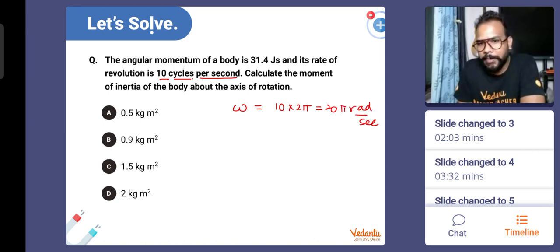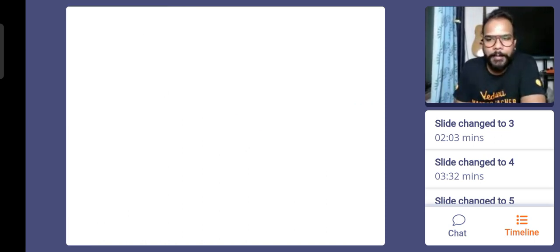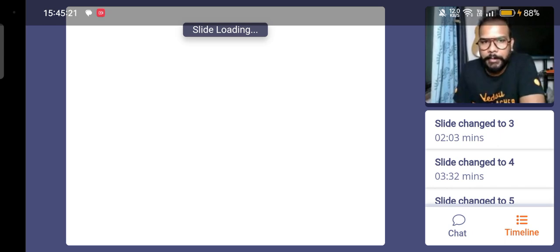Can I say 20 pi radians per second is the value of omega? You have to calculate the moment of inertia of the body about the axis of rotation. That means L equals I omega. It is cycles per second, that means number of rotations per second. So moment of inertia will be L by I. Just put the value numerically. Yes, cycle per second is RPS only. So putting this in, we get the answer.